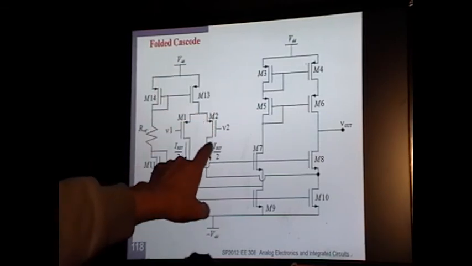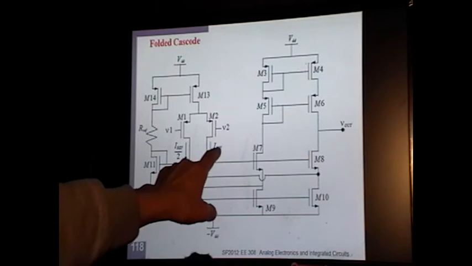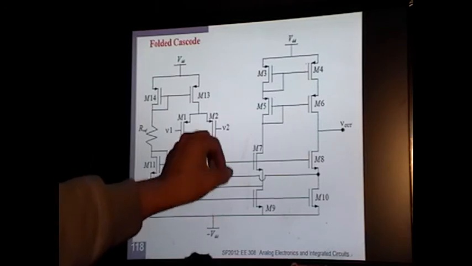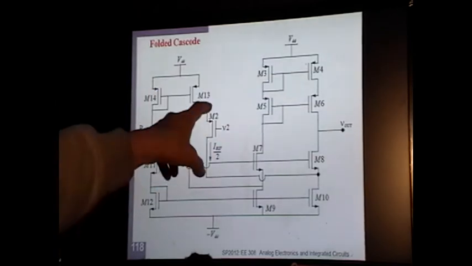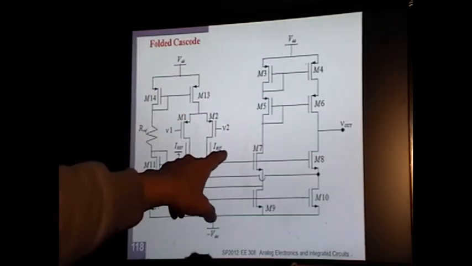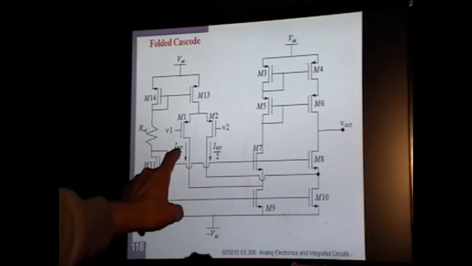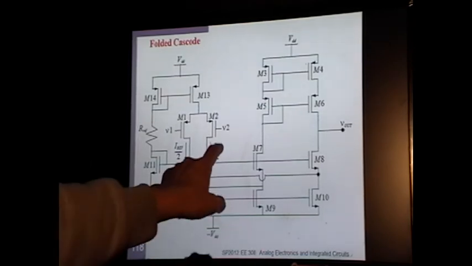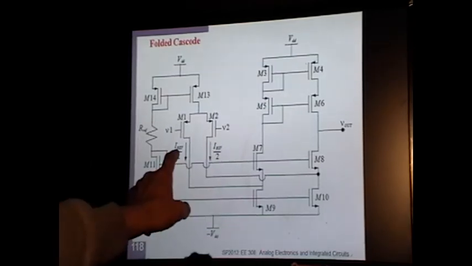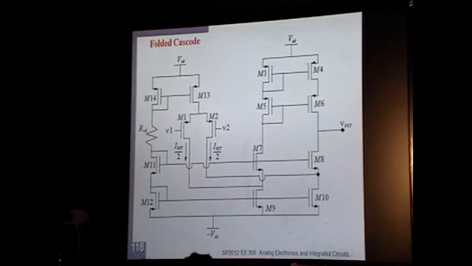So this current right here actually becomes IREF over 2 minus some change in I. We'll call it delta I. If this side drops by delta I, this side over here has to increase by delta I to keep IREF going through here. Okay, so if this drops by delta I, this has to increase by delta I. Same mechanism as a diff pair.